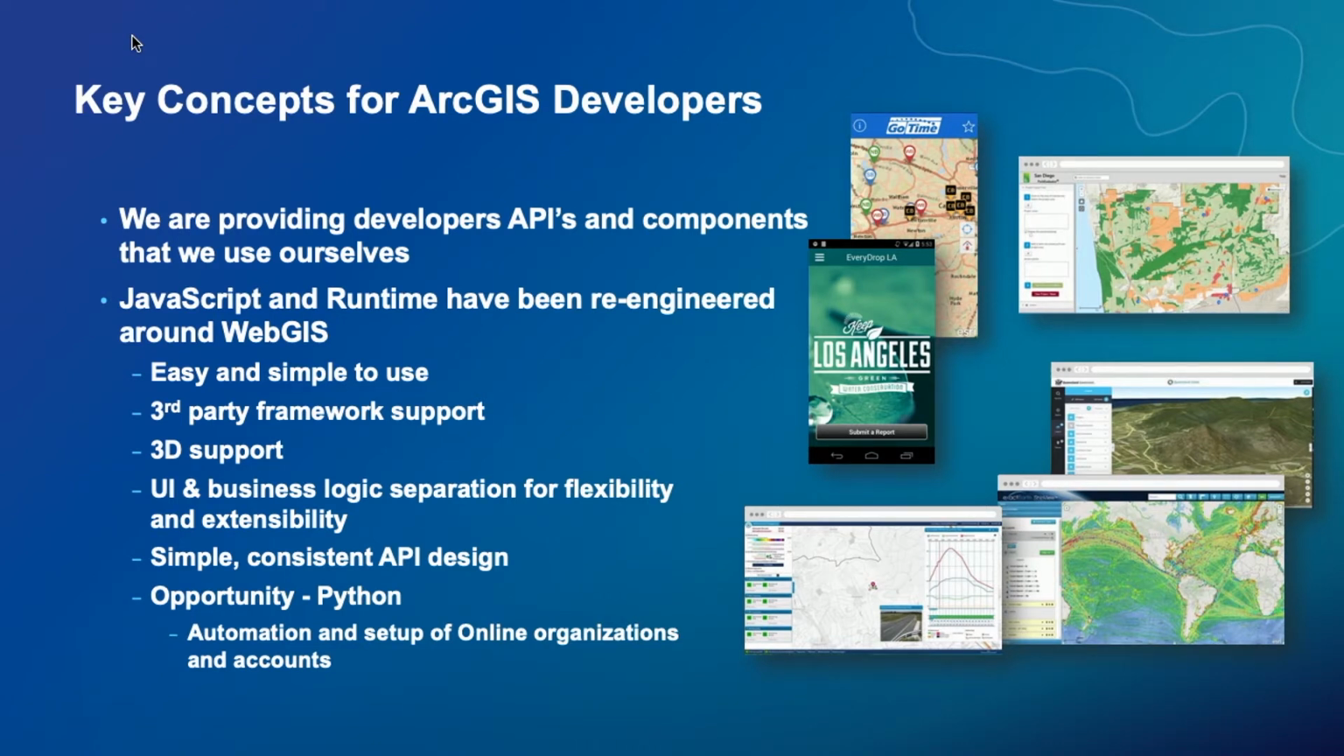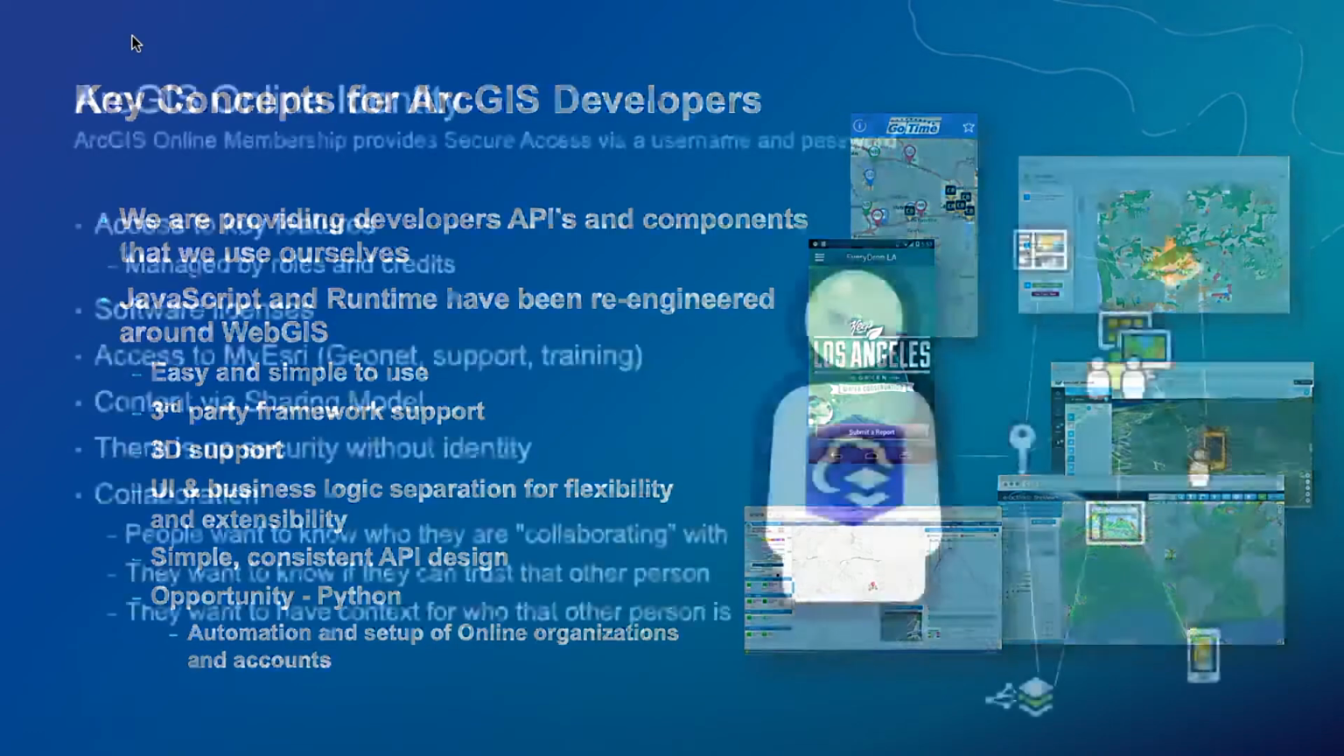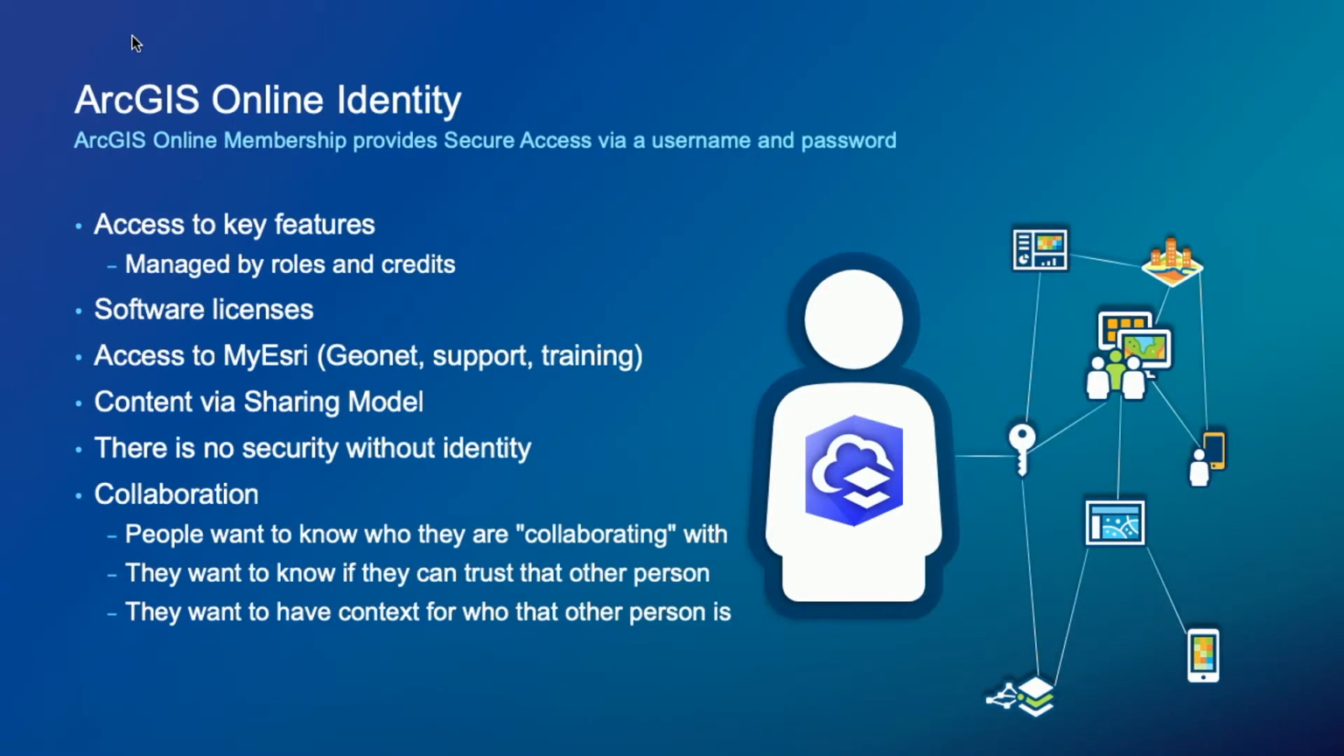JavaScript and runtime have been re-engineered around WebGIS, so you see a lot of that. It's simpler and easier to use. Support for 3D, lots of UI and business logic in there, and a simple and consistent API design across the way. One opportunity we'd like to point out, and especially if you've started to hear what we're talking about with notebooks, is certainly with Python. Lots of things that can be done there. So with that as kind of a general overview and some other things, Kelly's going to dive into identities and collaboration.